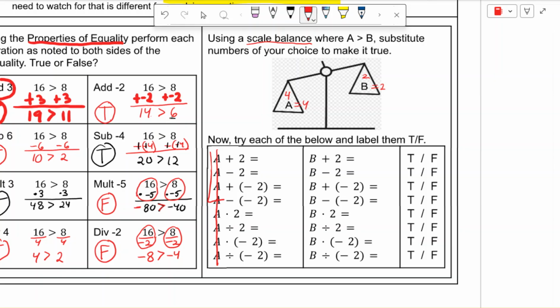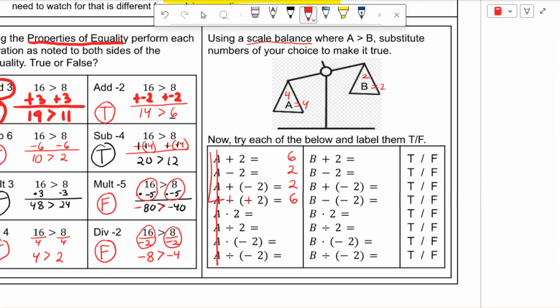This first one is 4 plus 2 is 6. Then we're going to do 4 minus 2 is 2. 4 plus negative 2 is 2. You can use a t-chart. 4 minus negative 2, that's hard to understand, so we're going to use additive inverse. 4 plus positive 2 is 6.